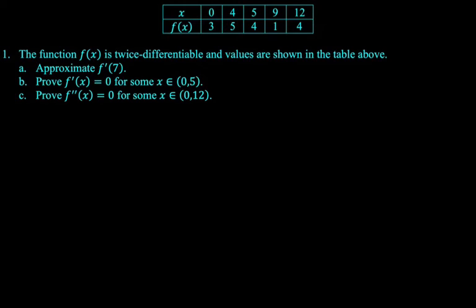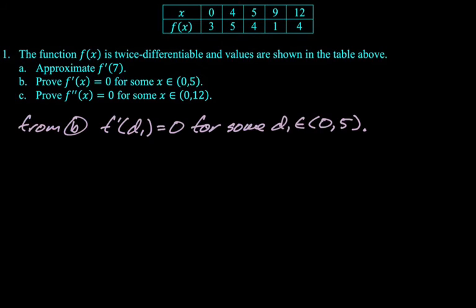Looking at the table, so we know already from part B, I'm going to say f prime of d1, so I'm renaming it, but I think that's cool. f prime of d1 is equal to 0 for some d1 between 0 and 5. That's from part B. That's basically what we proved there. So looking at the table, we have between 5 and 12, because 0 to 5 we already know what happens. At 5 and 12, you have a y value of 4. So I'm going to use the mean value theorem there to conclude something about f prime.